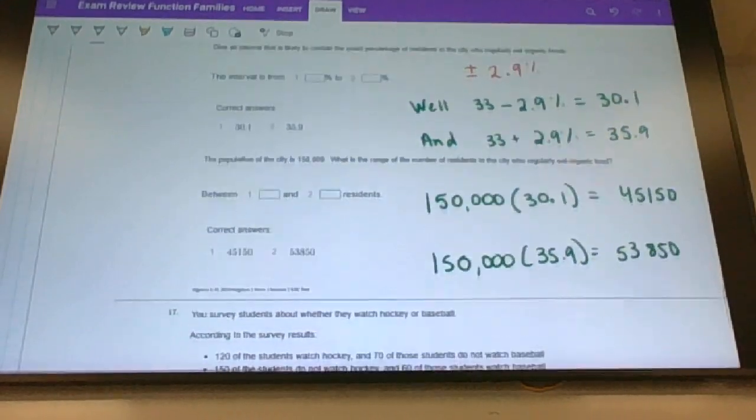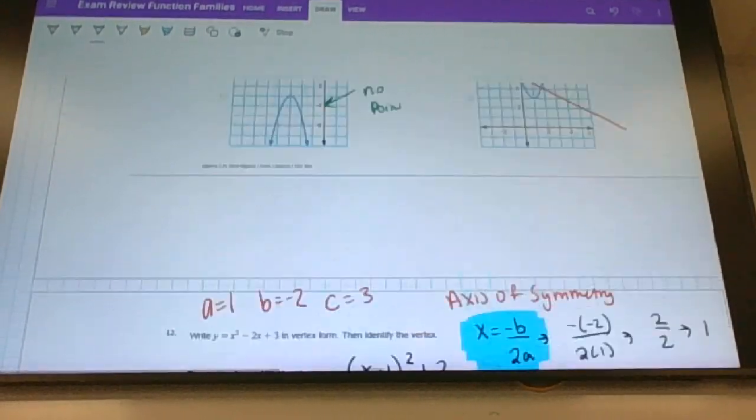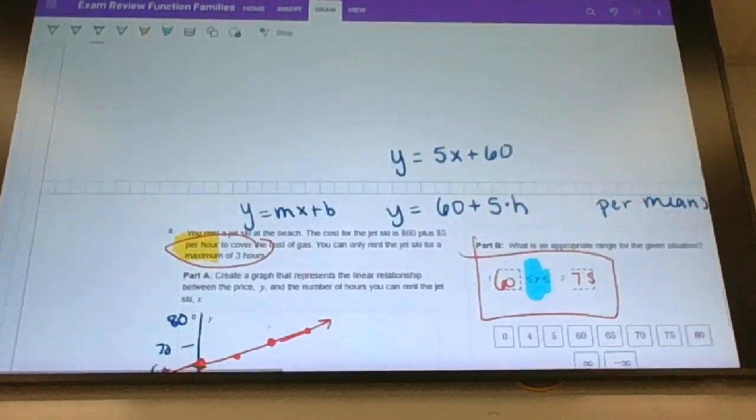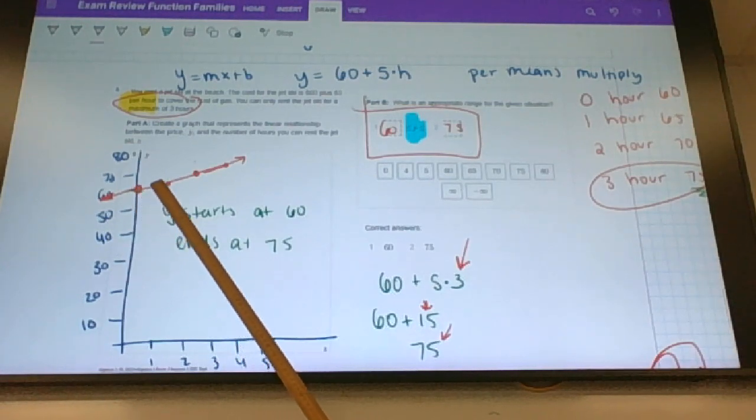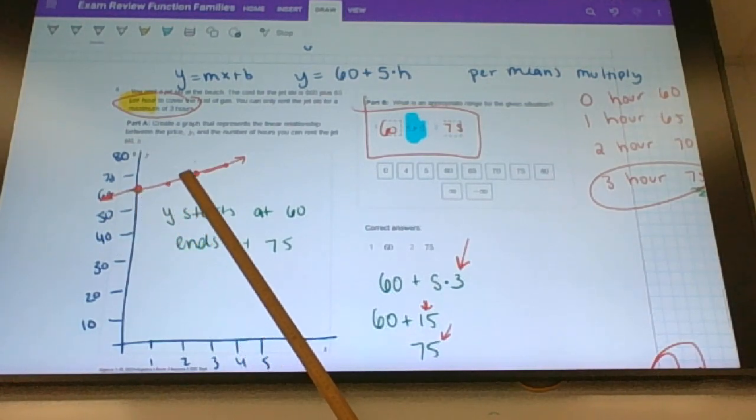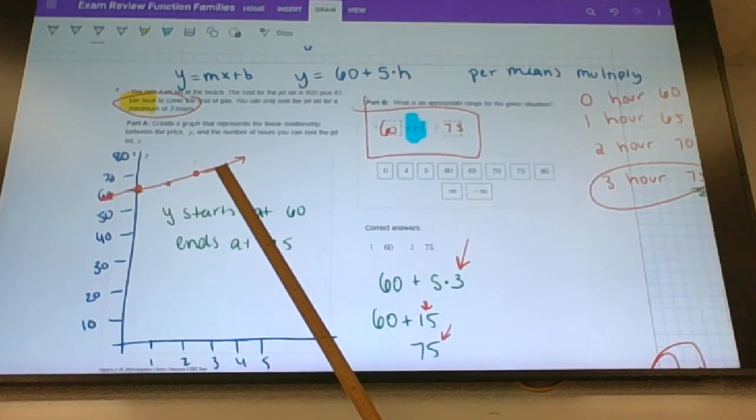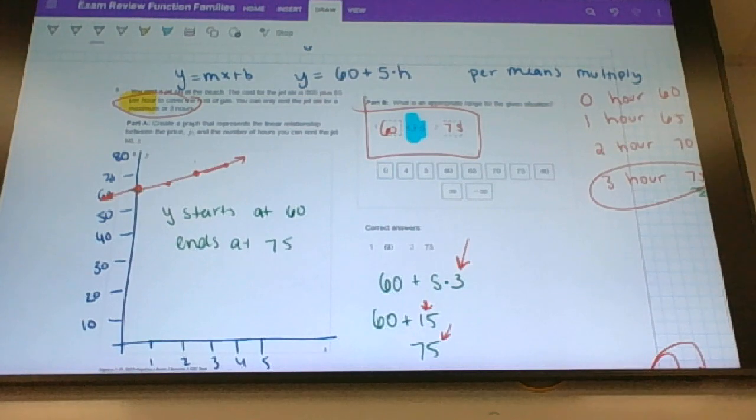Okay, so there it is. So anyway, the cost is the $60 you start with plus $5 per hour. So from here, up 5 over 1, up 5 over 1, up 5 over 1. Starting at $60, go up 5 over 1. Because this is hours down here. And that shows the time.